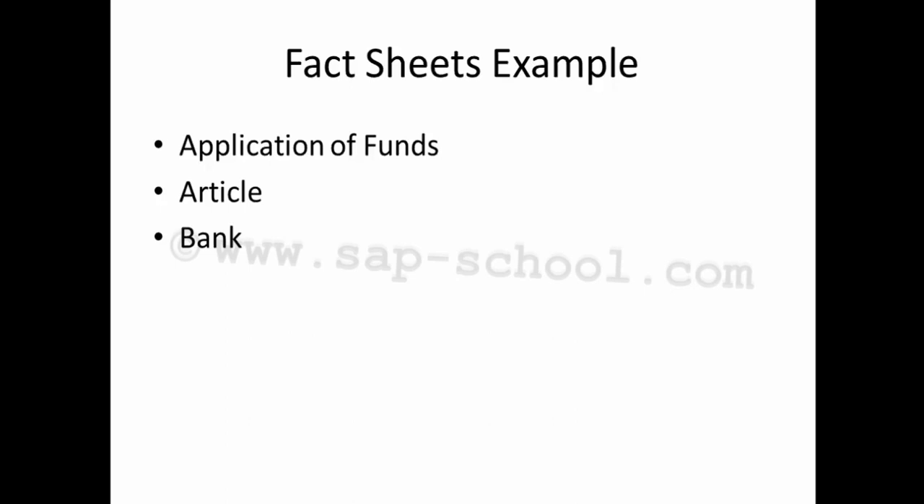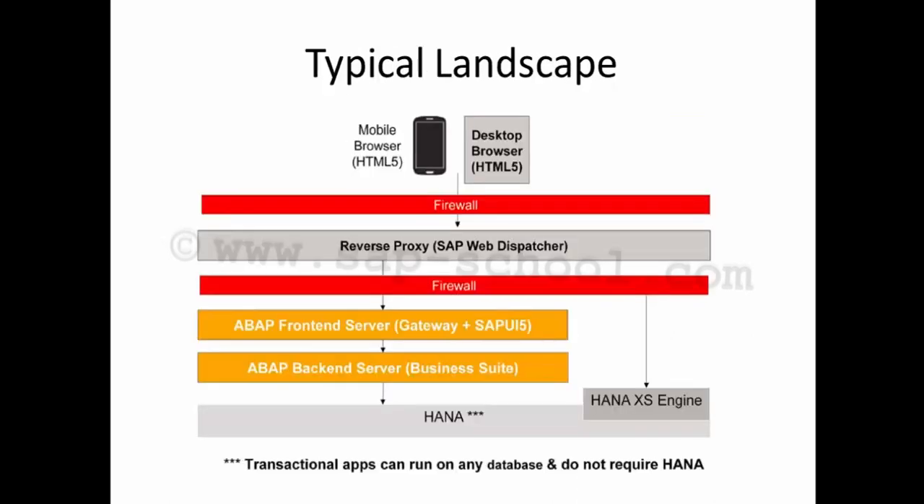So basically we have covered three app types till now, that is the transactional apps, fact sheets, and then we have covered the analytical apps and the examples of them. Now let's move to the typical landscape, that is the architecture of the SAP Fiori. So first of all, this is the typical landscape, the high level overview of the architecture.